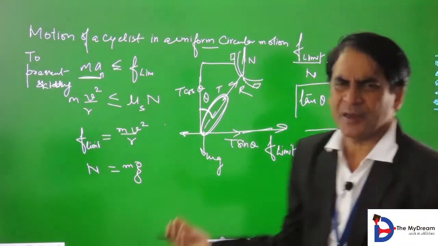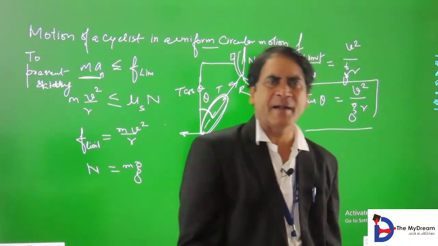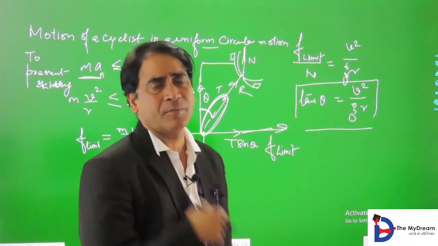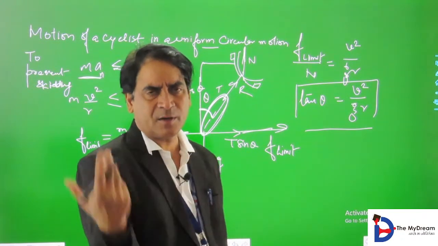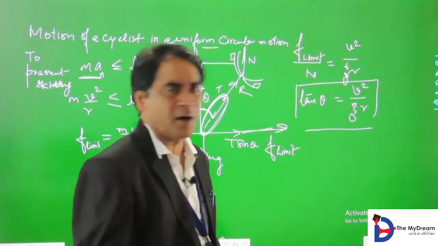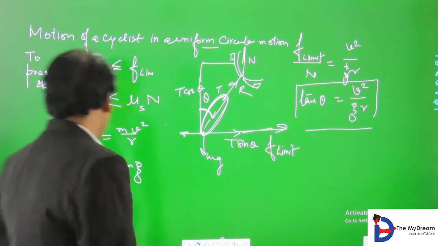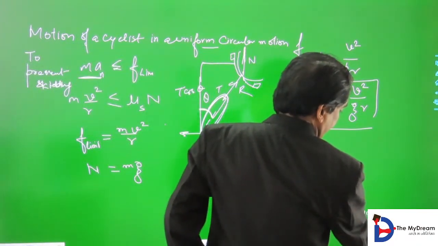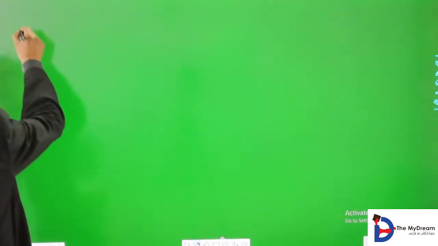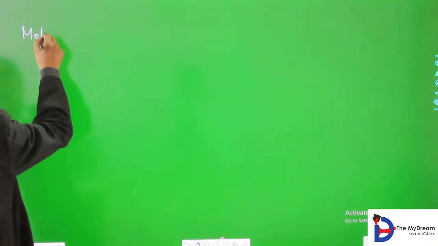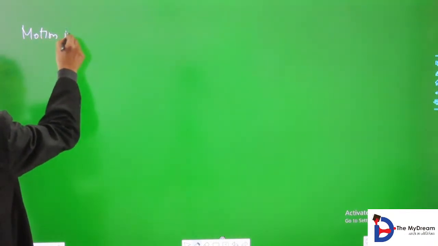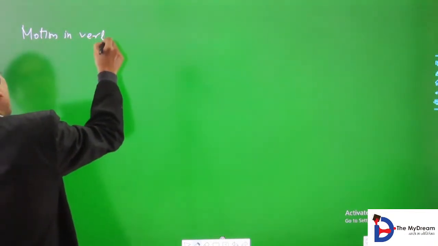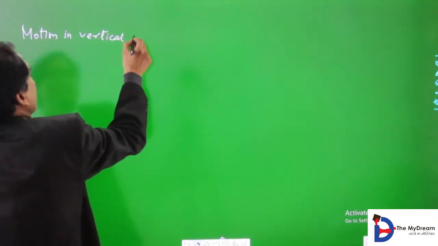It can be used in banking of cyclist, banking of road, banking of cyclist in a uniform circular motion. Now we are talking about motion in a vertical circle. Motion in a vertical circle.